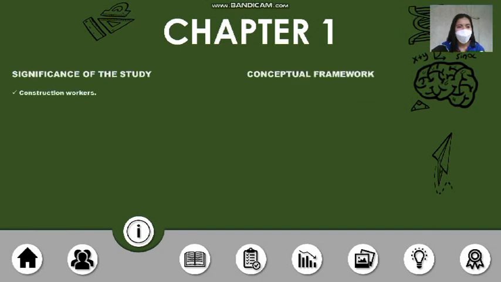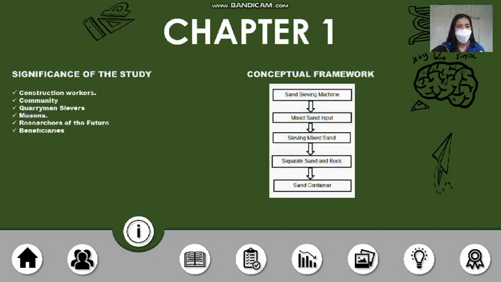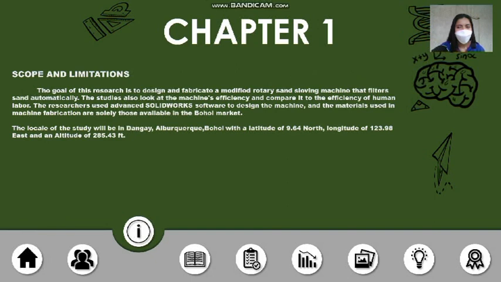Significance of the study is for the construction workers, community, quarrymen, masons, researchers of the future, and beneficiaries. Conceptual framework: the sand sieving machine. Next is mixed sand input, down to the sieving of mixed sand. Next is the separated sand and dry sand, and lastly is the sand container.